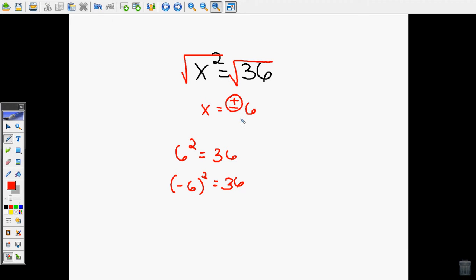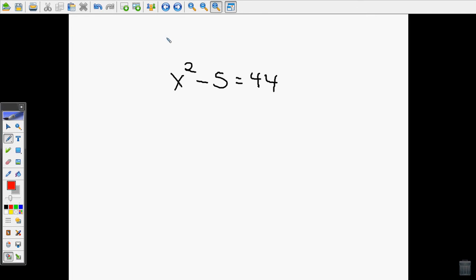This is just the way we say positive or negative 6. Or plus or minus, you'll hear that term used sometimes. Here we have x squared minus 5 is equal to 44. So to solve this, we're going to start by adding 5 to both sides. And so when we do that, we are left with x squared is equal to 49.